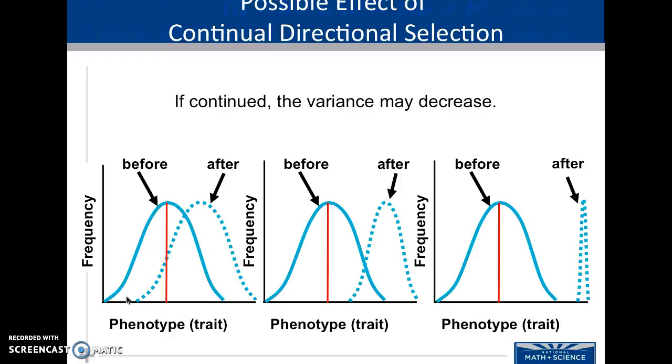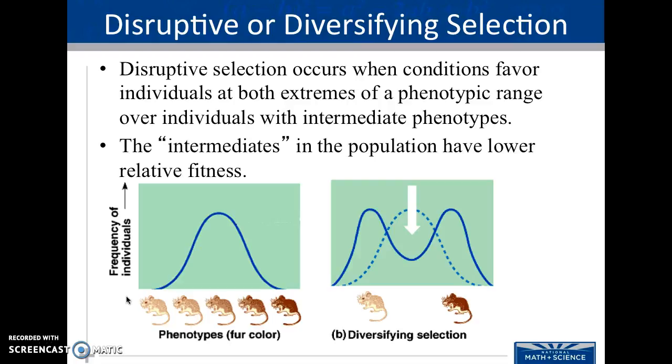The possible effects of continual directional selection is we start losing genetic variation. We see that on the far right, not only is the bell curve moved over, it's also very narrow, which means that I have fewer individuals in those areas, which can be a dangerous thing. Disruptive selection is going to occur when there are conditions that favor the 2 ends of the bell curve. So the really dark and the really light mice, and the intermediates are going to start to die off and not be able to reproduce. And we see that there's basically a big dip in the center of my bell curve at this point.